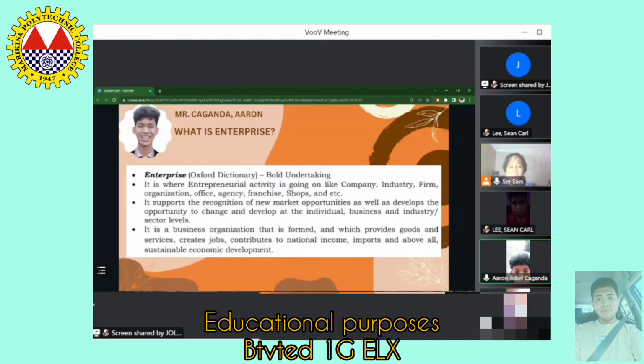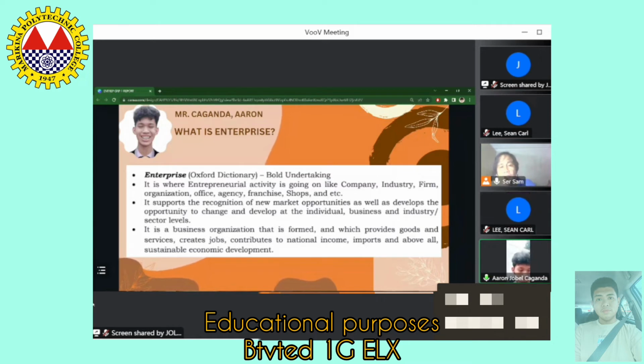It is a business organization that is formed and which provides goods and services, creates jobs, contributes to national income, imports, and above all, sustainable economic development. In other words, ang enterprise is another word for business or a company, whether it's a food company, service company, and other types of company, as long as it provides something, nakagawa sila ng mga trabaho, may contribution sila sa national income ng bansa, nag-i-import and nag-export sila, then it's considered as enterprise.